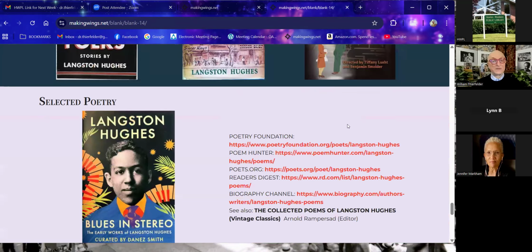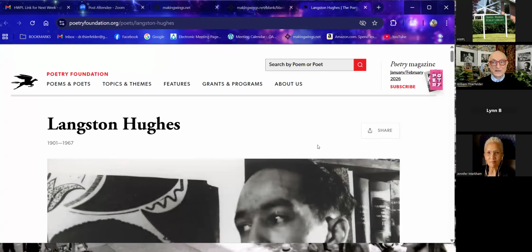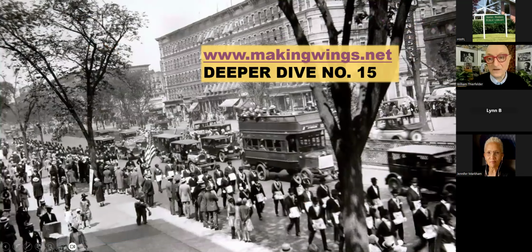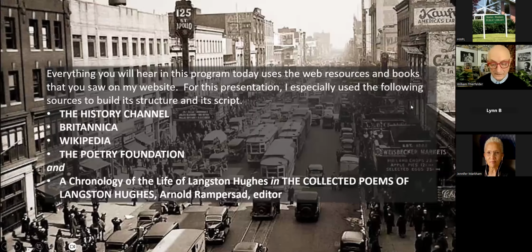By the way, for any of these, so let's say you wanted to go to the Poetry Foundation's site about Langston Hughes, you just click on that and you'll be brought to that page. You could look at it. When you're done, you just click it and then you're back on mine. So it's kind of one-stop shopping, and I hope you can take advantage. Lots of cool stuff there. So everything that you're going to hear in the program today uses the web resources and the books that you just saw on my website.